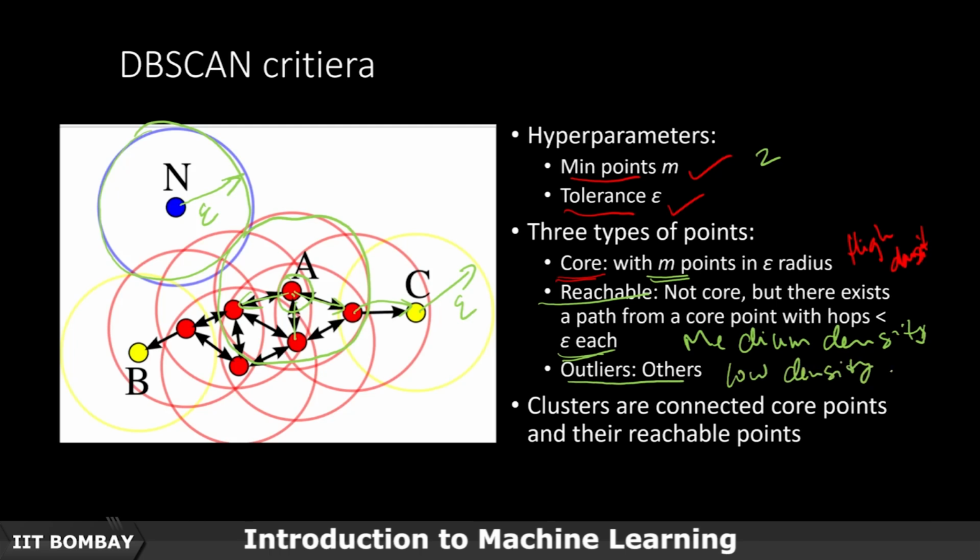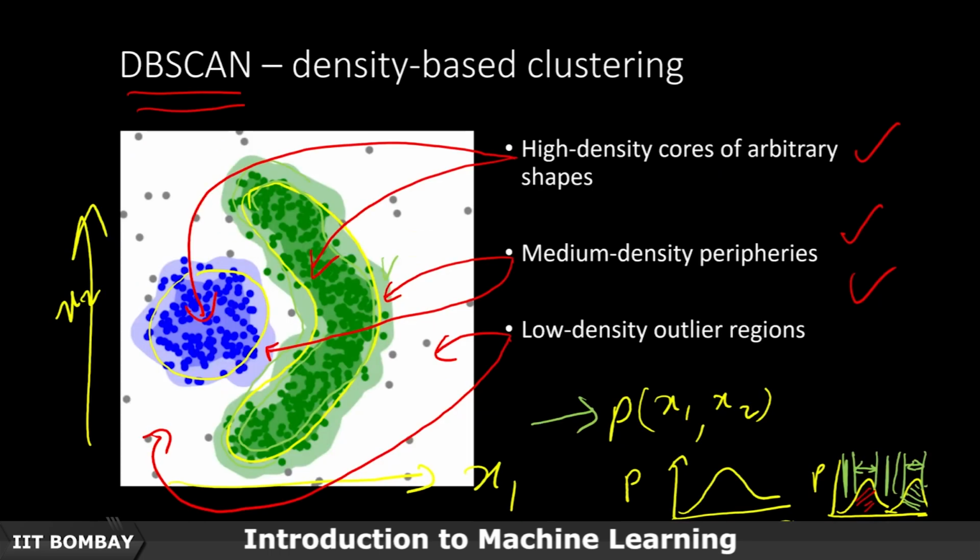Okay. Now what is a cluster? A cluster is basically a set of core points and their reachable points that are within an epsilon distance of either another core point or another reachable point. So we could have a bunch of points here and we could have a bunch of points somewhere else. Let us go back to that example that we had earlier.